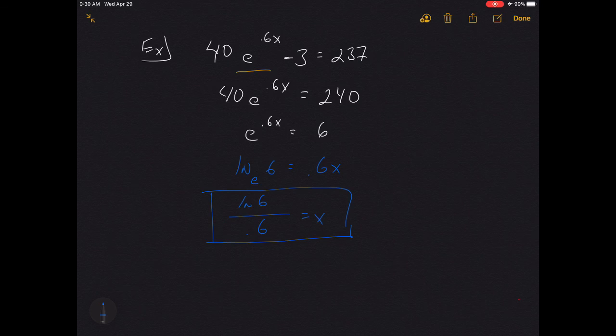So I would type it in. Make sure that you put a parentheses around 6 and end your parentheses before you divide by 0.6. If you don't, you're going to get the wrong answer. So the approximated decimal here for this thing is about 2.99 when you plug that into your calculator. And go ahead and give that a shot just to make sure that you get that correct answer out of that.